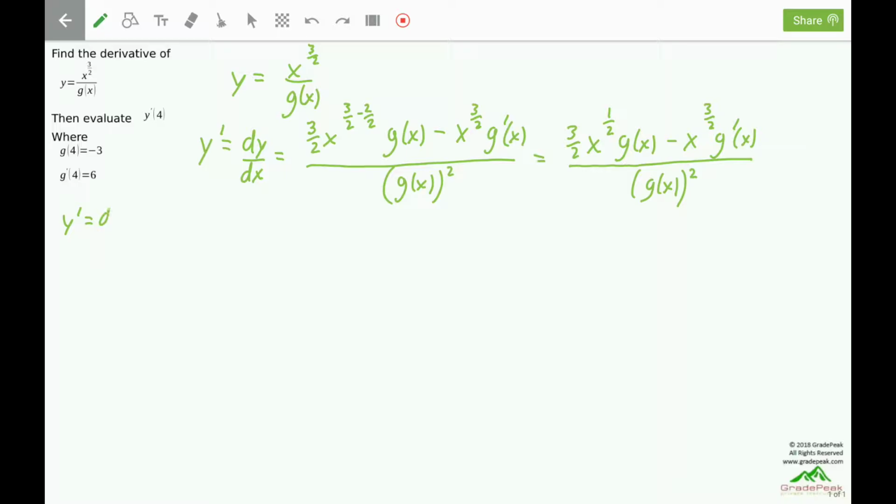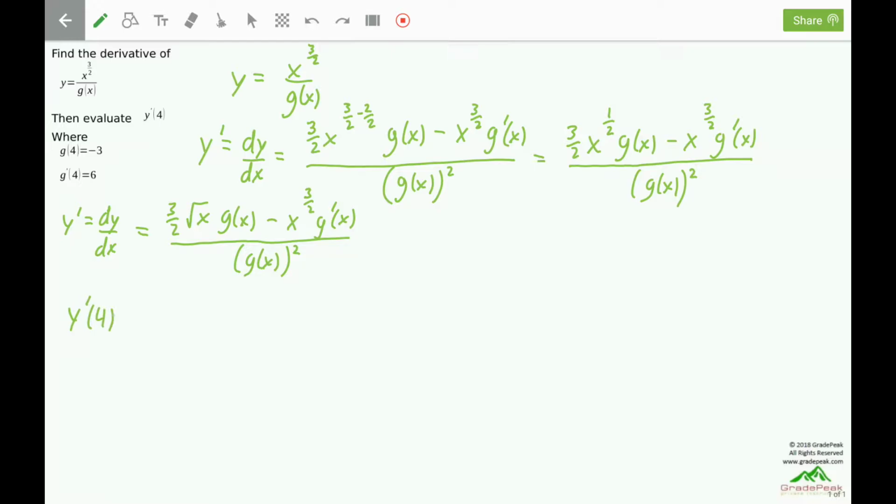So y prime, or dy dx, can be written as, we have 3 halves, x to the 1 half means x to the first power and square root, so we can always write that as the square root of x, and then g of x minus x to the 3 halves, g prime of x, all over g of x squared. So now we have y prime, or dy dx, we can evaluate y prime of 4.